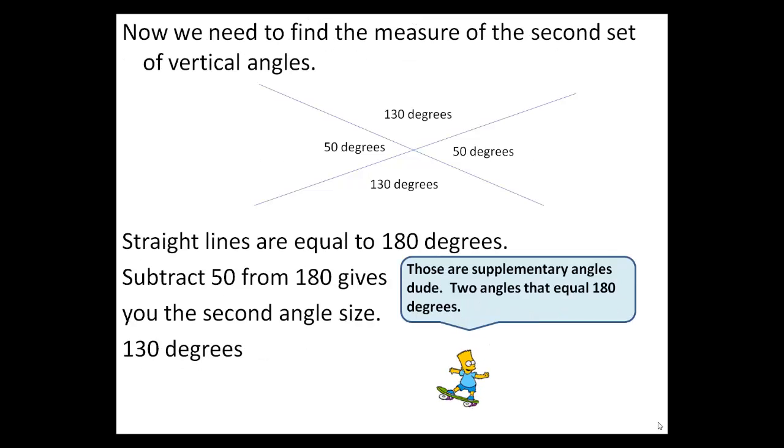Now we need to find the measure of the second set of vertical angles though. Straight lines are equal to 180 degrees. Subtract 50 from 180 gives you the second angle size. In this case, 130 degrees.